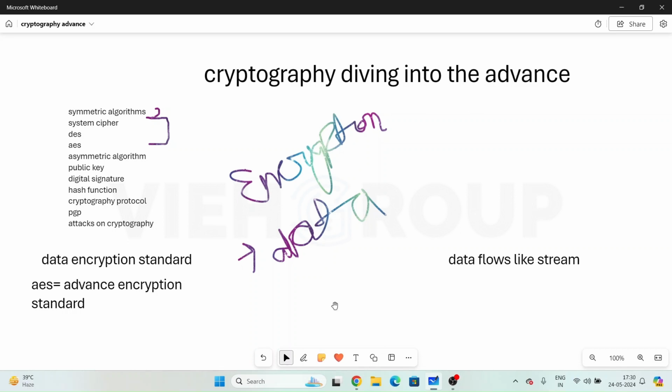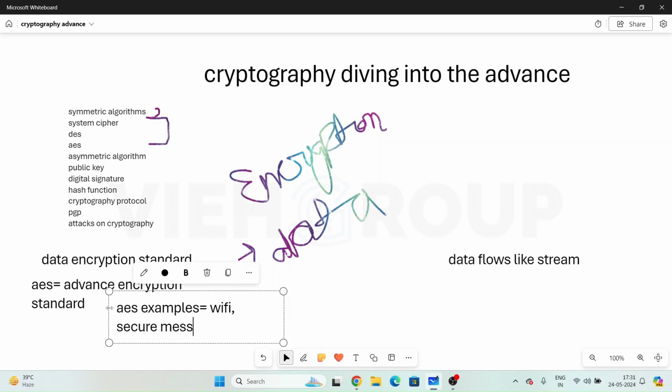Let's take an example so you can understand more easily. You're using AES every day, like Wi-Fi, secure messaging, and many more. It's everywhere. So I'm going to write here the AES examples: in Wi-Fi, secure systems, secure messaging, and many more, in social media accounts.